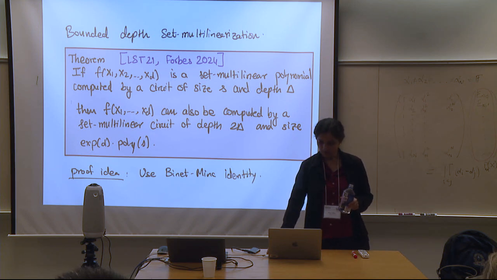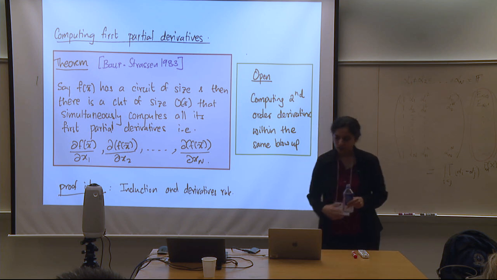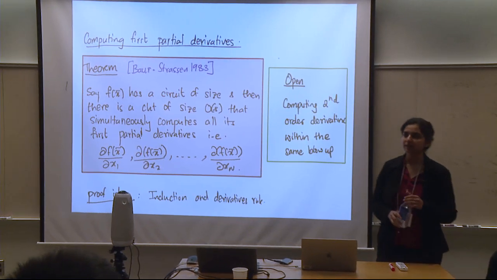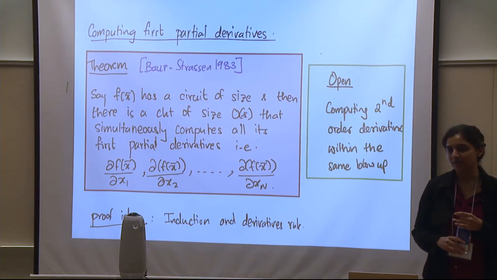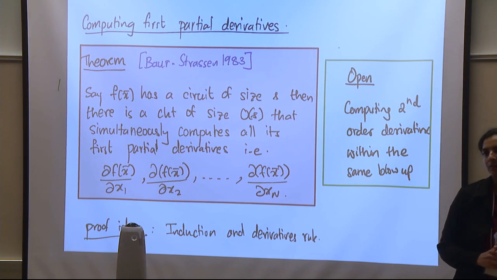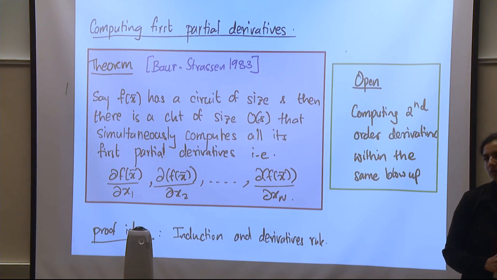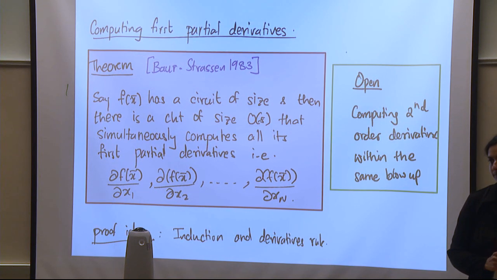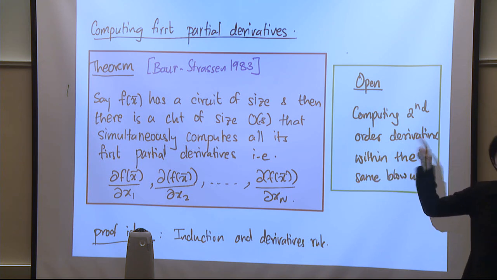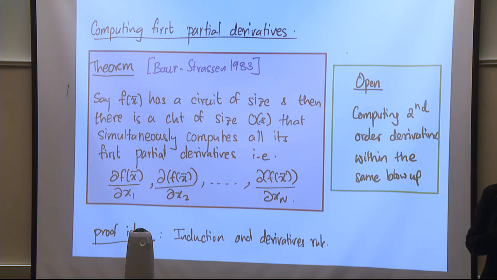I'll tell you one last thing, maybe two things. Here is an interesting one. This is also a structure result. It says that if you were able to compute a polynomial in size S, say by circuits, then you can also compute simultaneously all first order derivatives in about the same size, order S. What are the first order partial derivatives? I expect all of you know this. Let me know if I need to define it. But the interesting thing is you're computing all of them simultaneously.